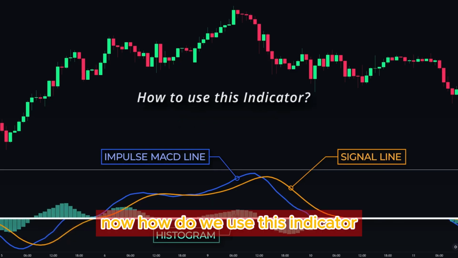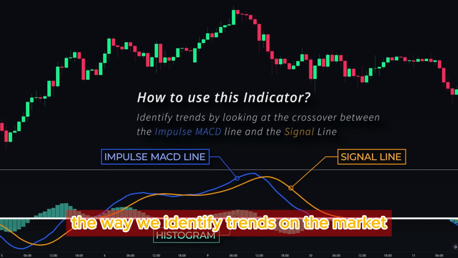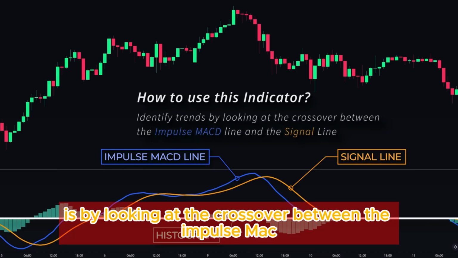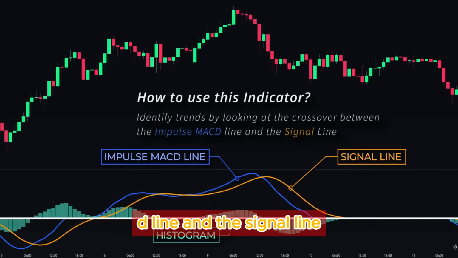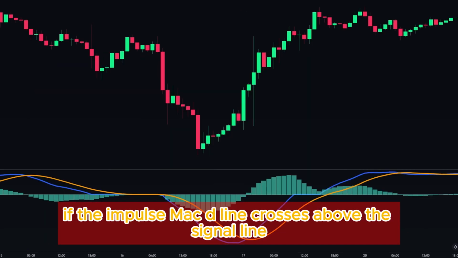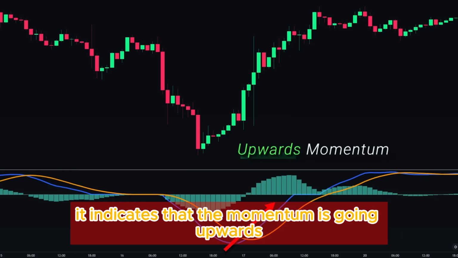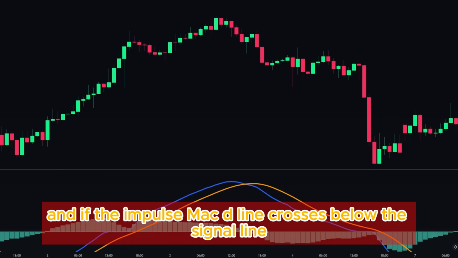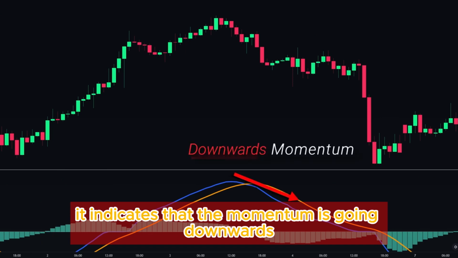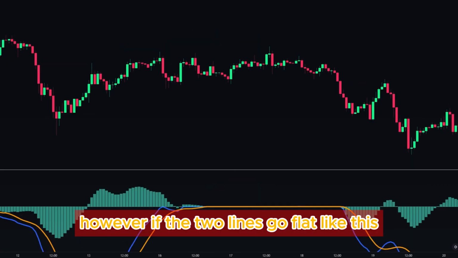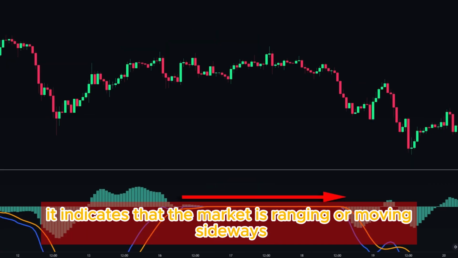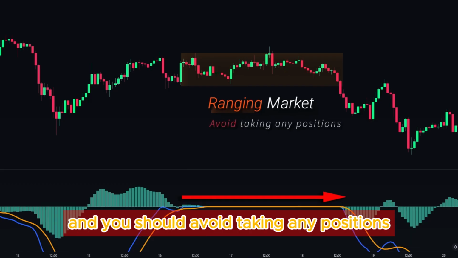Now, how do we use this indicator? So, very similar to the normal MACD, the way we identify trends on the market is by looking at the crossover between the Impulse MACD line and the signal line. If the Impulse MACD line crosses above the signal line, it indicates that the momentum is going upwards. And if the Impulse MACD line crosses below the signal line, it indicates that the momentum is going downwards. However, if the 2 lines go flat like this, it indicates that the market is ranging or moving sideways, and you should avoid taking any positions.